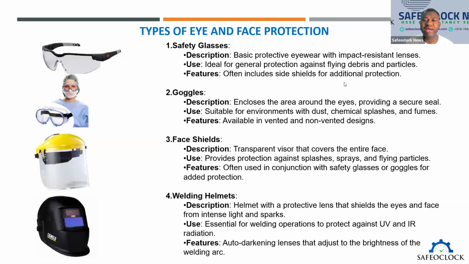So let's look at some of the eye protection equipment that we have in the market. The first one is the safety glasses. Safety glasses are the basic eyewear that in most cases has impact resistant lenses. This means that if a hammer gradually hits the lens of that safety glass, it should be able to withstand it. It doesn't mean that when you raise your hand to that height and bring it down, it will resist it.